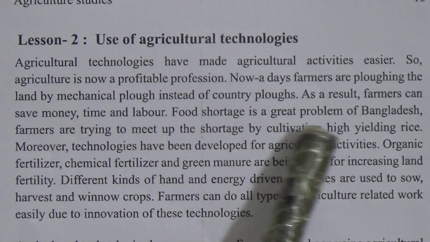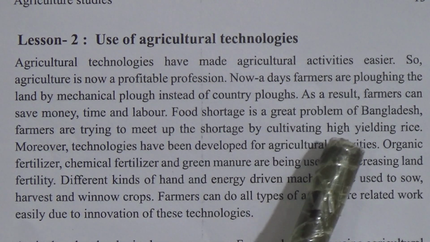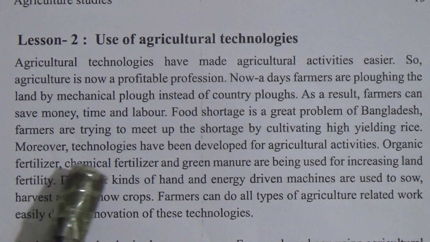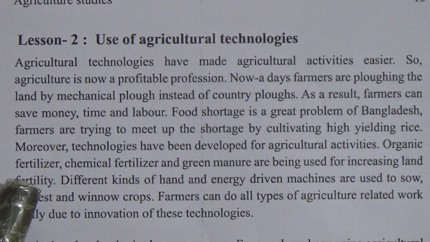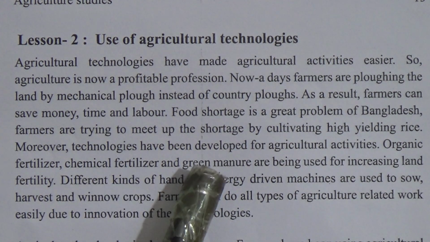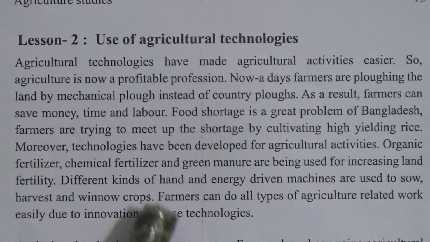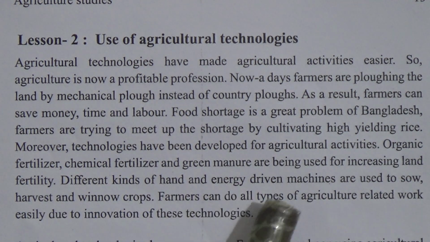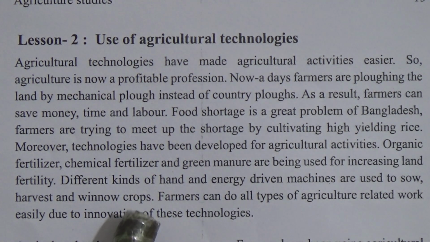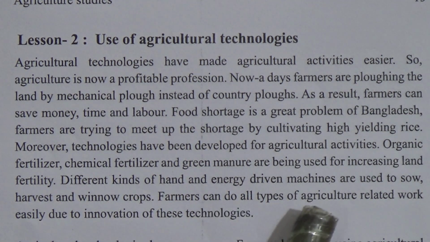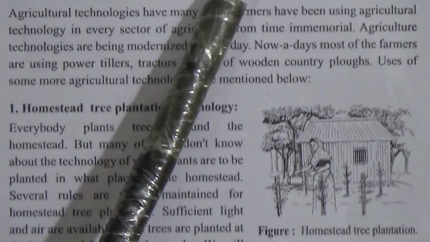Food shortage is a great problem of Bangladesh. Farmers are trying to meet the shortage by cultivating high yielding rice. Moreover, technologies have been developed for agricultural activities. Organic fertilizer, chemical fertilizer and green manure are being used for increasing land fertility. Different kinds of land and energy driven machines are used to sow, harvest and winnow crops. Farmers can do all types of agriculture related work easily due to the innovation of these technologies.